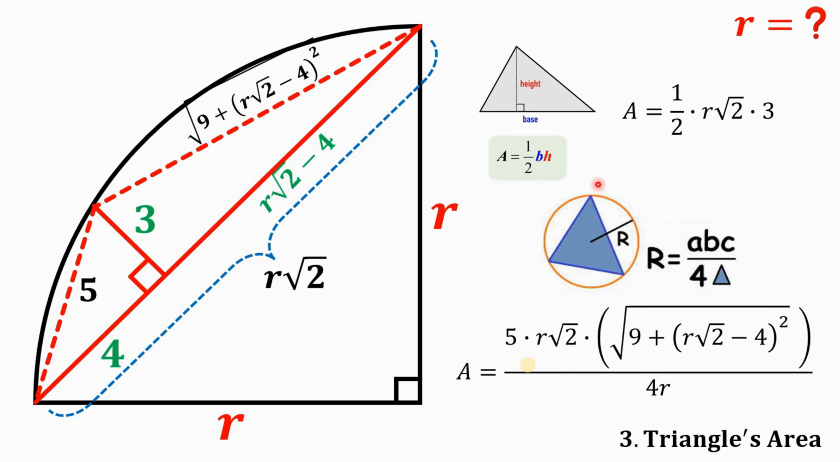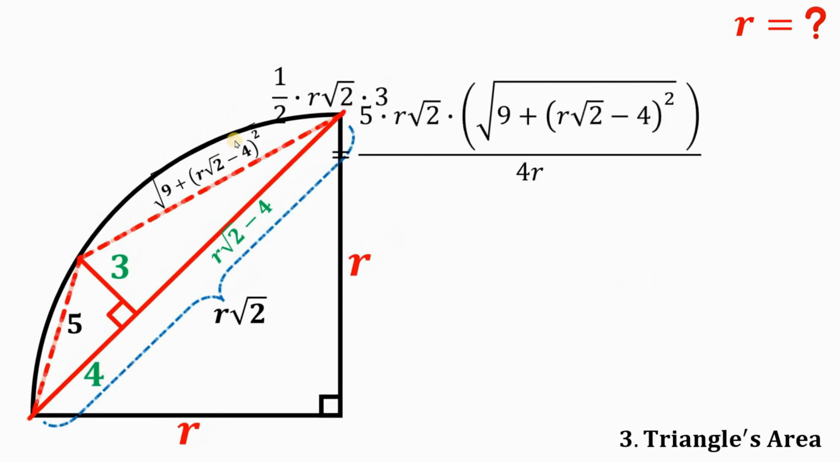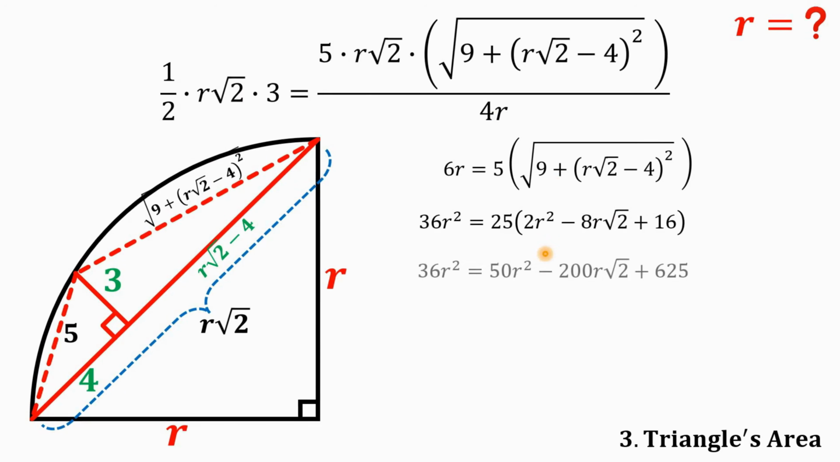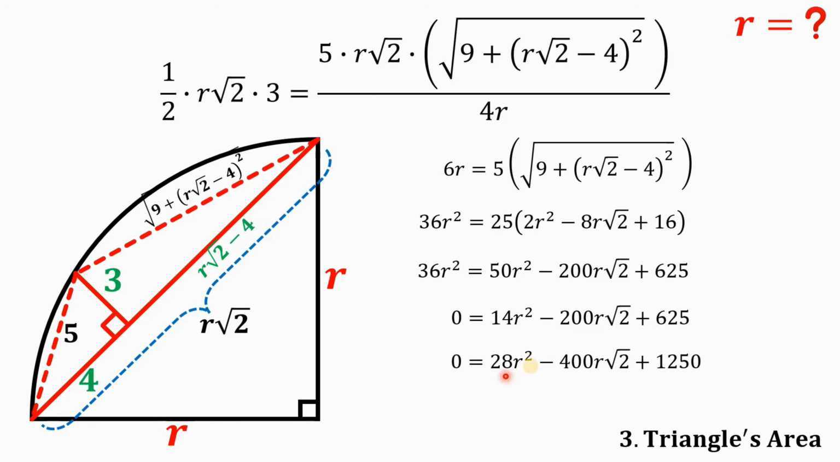Now, since these two expressions are equal to the area of the triangle, we can set them equal to each other. And of course, using this equation, we can now solve for the value of r. Simplifying this equation, we arrive at this equation. Simplifying more, we arrive at 14r squared minus 200 r times square root of 2 plus 625. Now multiply this by 2. We arrive at 28r squared minus 400r times square root of 2 plus 1250.